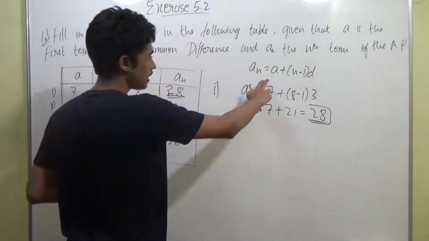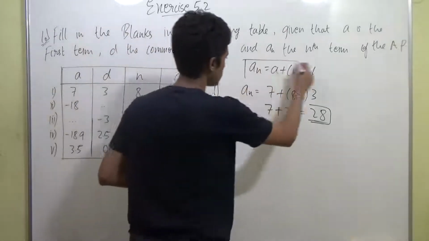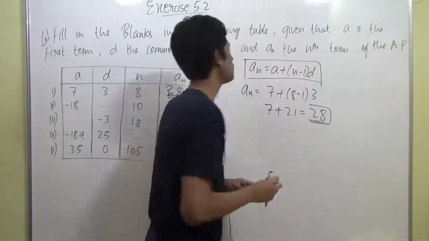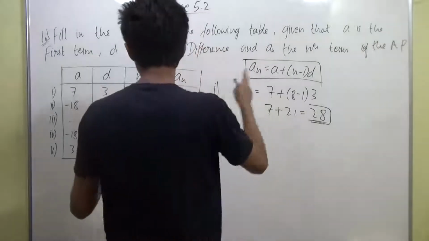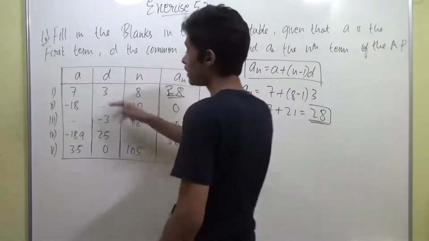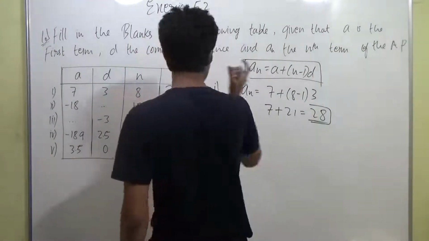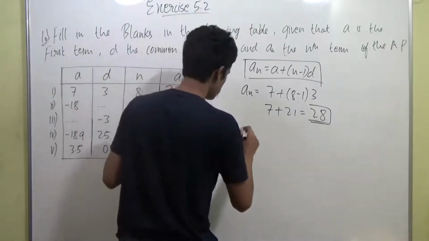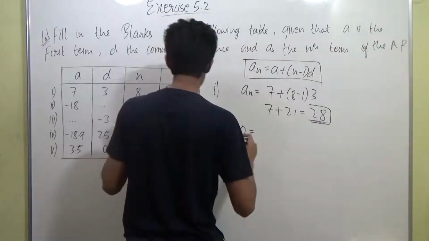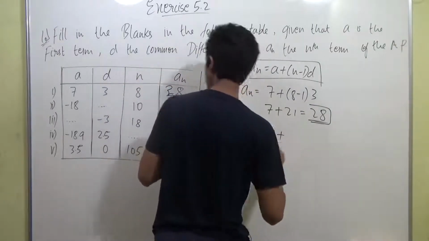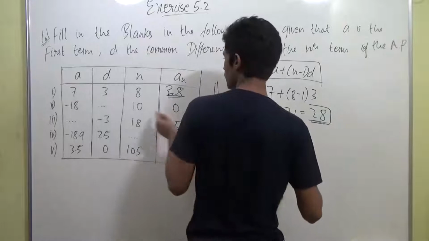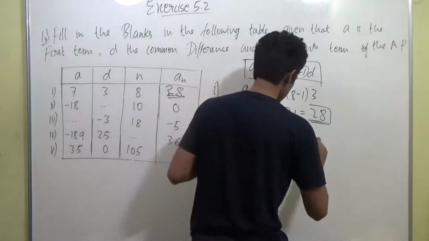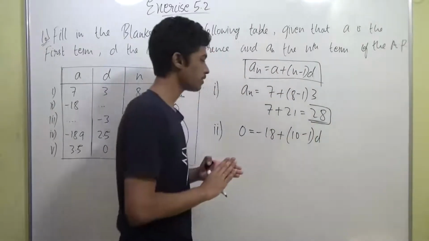Same formula, an equal to a plus n minus 1 into d. This is the main formula guys. In the same formula, we'll put all these values leaving d, because we don't know the value of d. We'll keep d as it is and then find the value of d as well. So an they gave us 0 equal to a they gave us minus 18 plus n minus 1, right? n is 10, so it is 10 minus 1 into d.